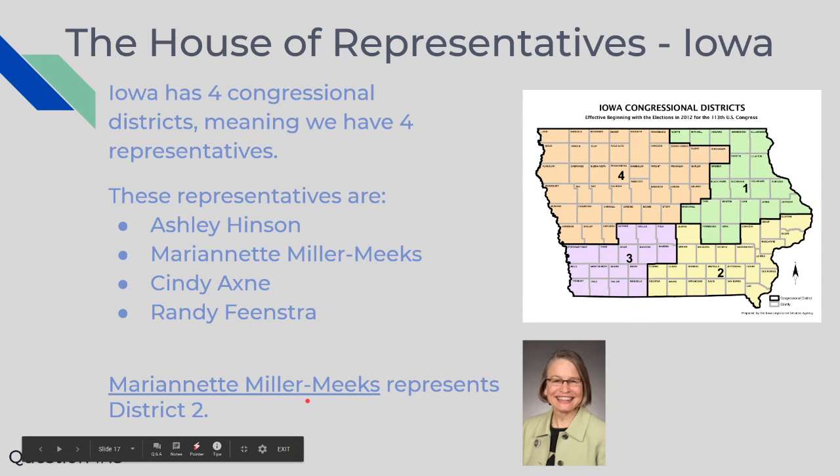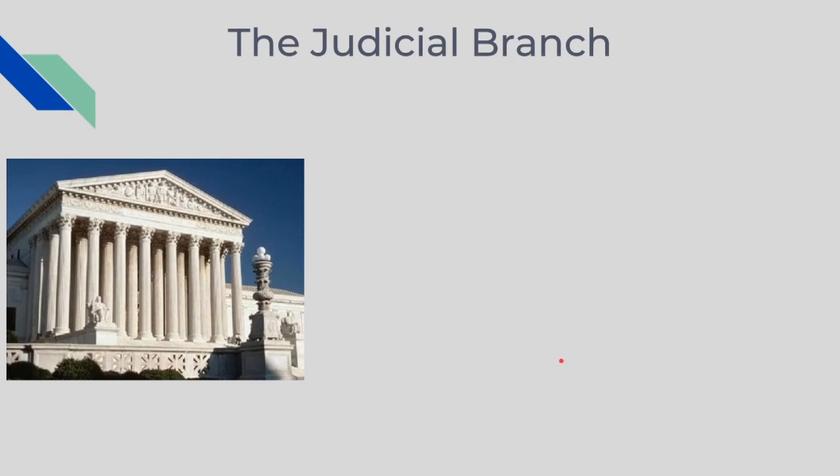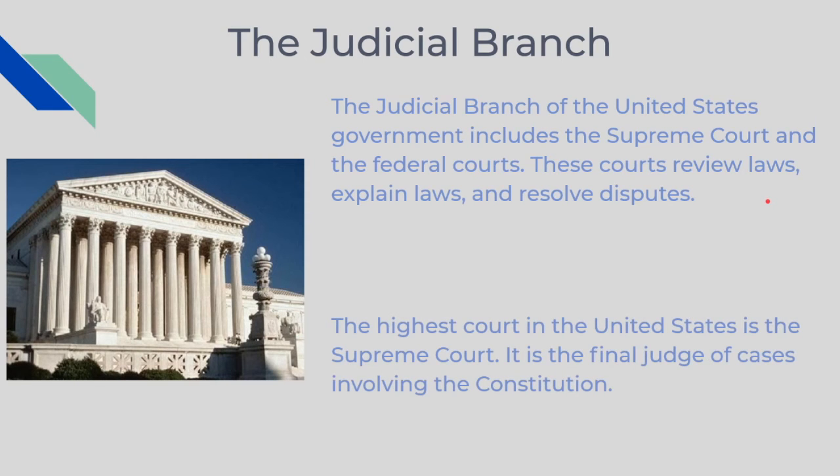All right, so that covers everything in the legislative branch. So now we're going to move on into the judicial branch. The judicial branch of the United States government includes the Supreme Court and the federal court. These courts review laws, explain laws, and resolve disputes. The highest court in the United States is the Supreme Court. It is the final judge of cases involving the Constitution.